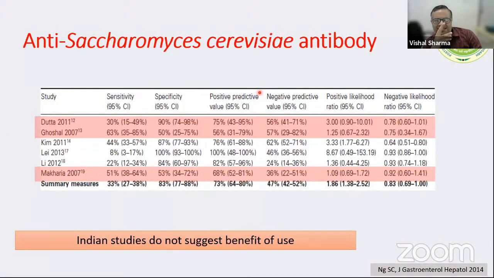Now, this anti-Saccharomyces cerevisiae antibody is being used a lot by practitioners. I'm not a very big proponent or a fan of this particular test, because if you see the Indian studies from CMC, from Sanjay Gandhi Lucknow, and from All India Institute, you can see that it is like flipping a coin. Sensitivity is around 50%, 30 to 60%. So you could have positivity in TB also. So it's not even a very specific test.